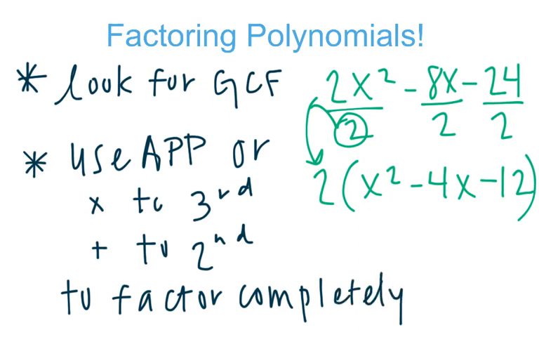So what does this look like? Well, if we're starting here, we know our answer has to have the 2, that GCF, and now we're factoring this last part, x squared minus 4x minus 12. We can do that in our app by going into our calculator. We first go to apps, so you click that apps button. Then we go to Polysmlt 2.